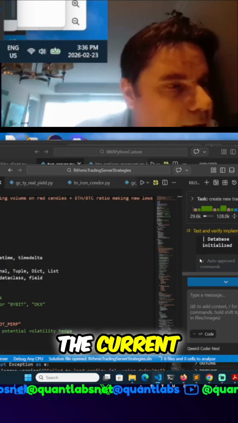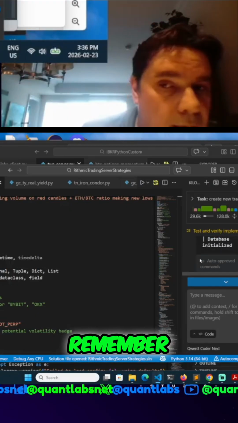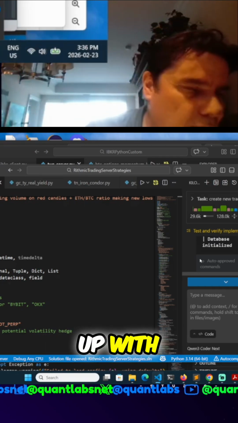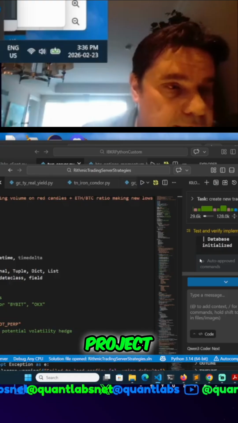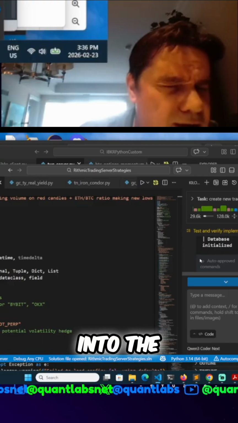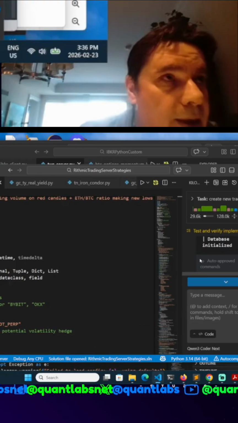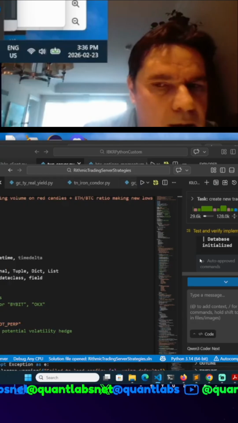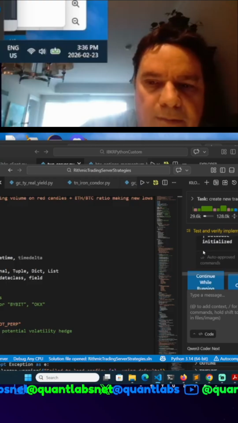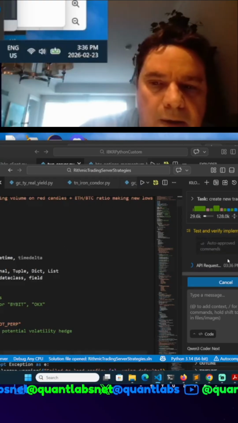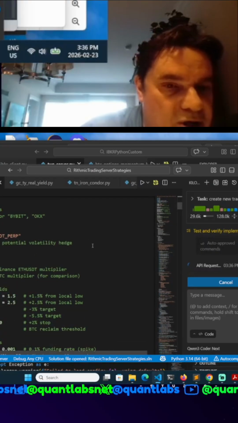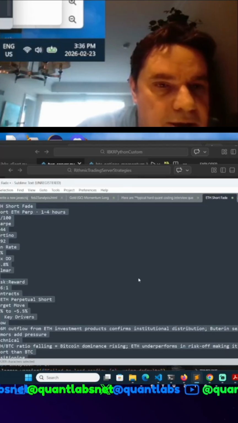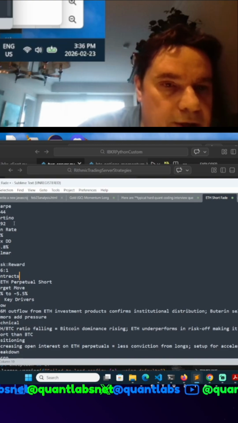With the current architecture I've set up, remember, it's going through Redis message queuing, matching it up with all the other scripts available in this current project, and it's connecting into the C# server, and then those calls are getting translated for the Rithmic API. Okay, that's for my case. So you can see here the code is pretty good.